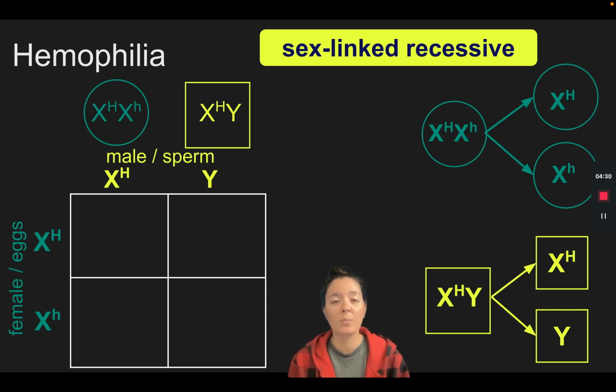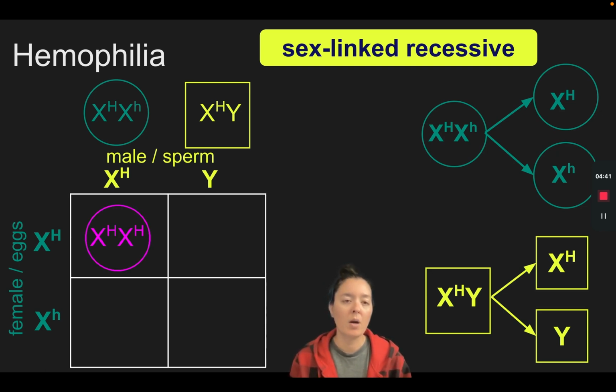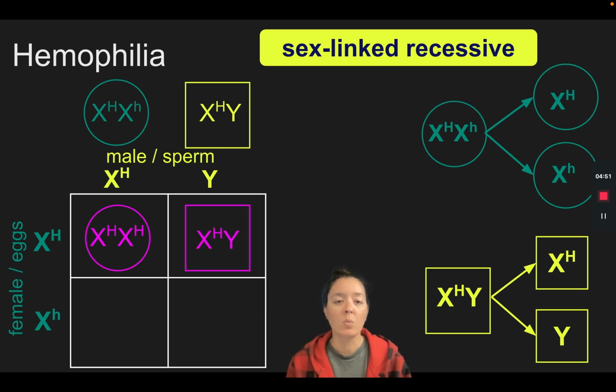Now we just fill out our Punnett square like normal. Our first offspring will have two X's, one from mom, one from dad, and both of those H's are big H's. One big H from mom, one big H from dad. The next offspring to the right, it will be male. It has one X from mom and one Y from dad, and the H attached to the X is a large H, so they will not be hemophilic.